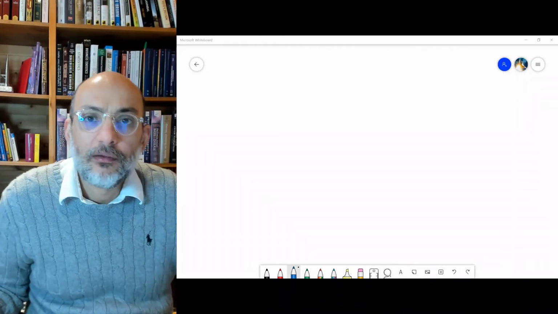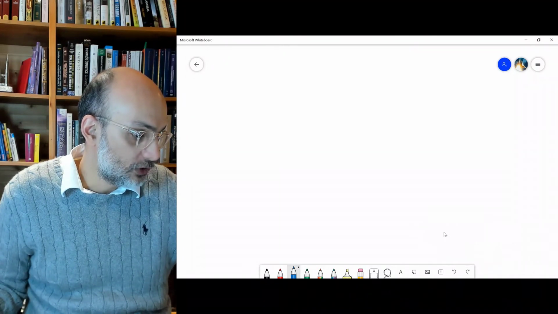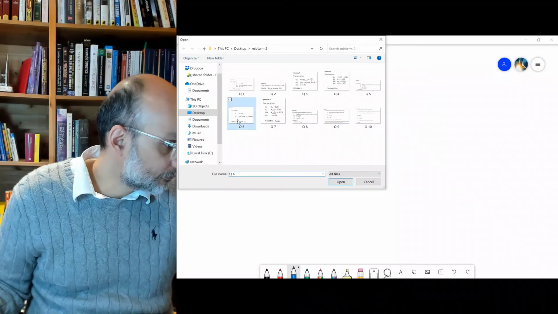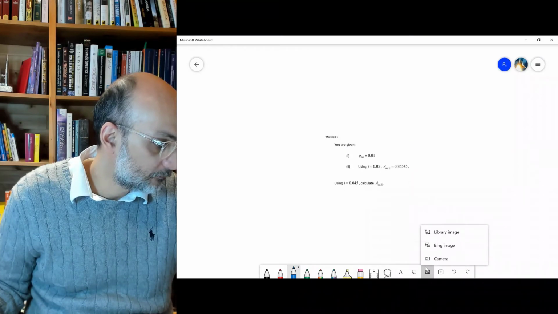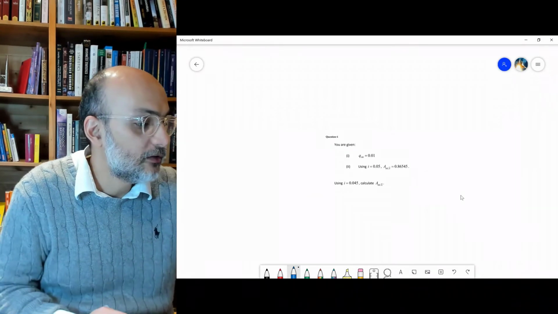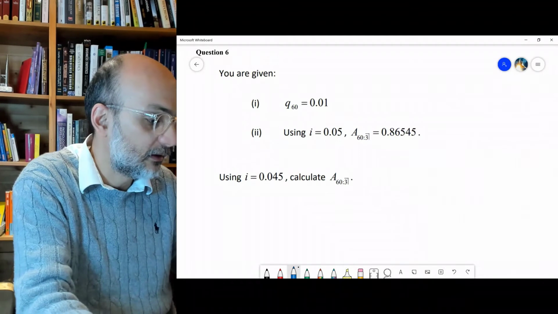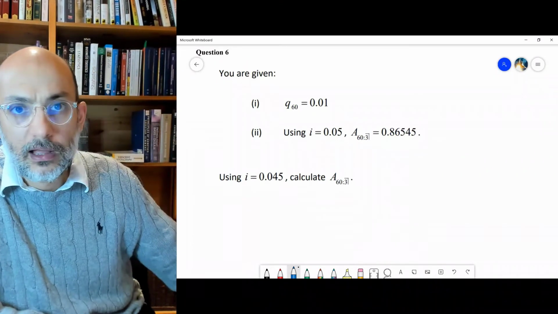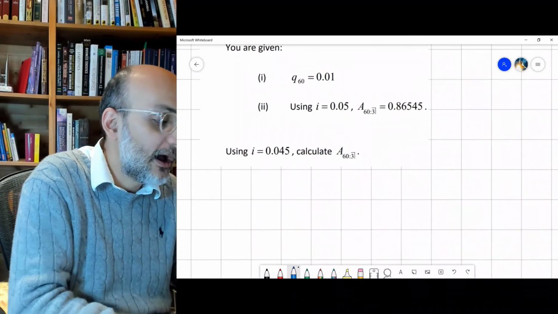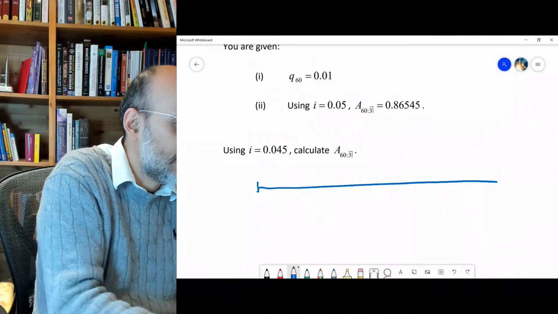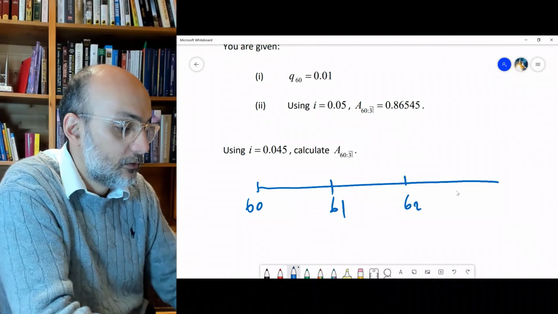All right, so let's take now the next question. I think question 6. So let me just upload it. Question 6. Yeah, question 6, correct. So let's look at question 6 now. Question 6 is not really difficult. It's just we are looking for the pure endowment insurance, but then we change the interest rate. So let's start, maybe we can draw a line. So you have 60, 61. Are you following me? 62, 63.